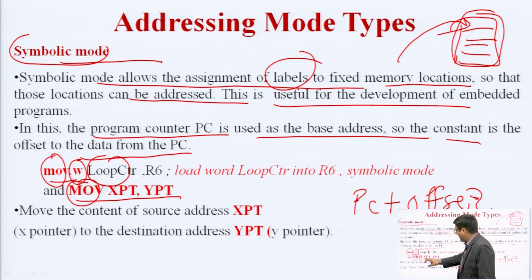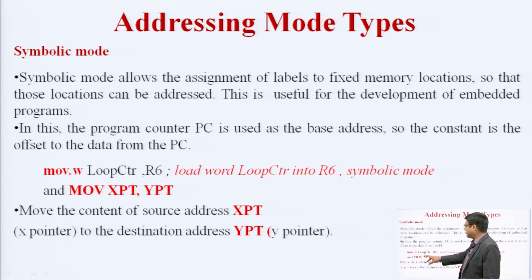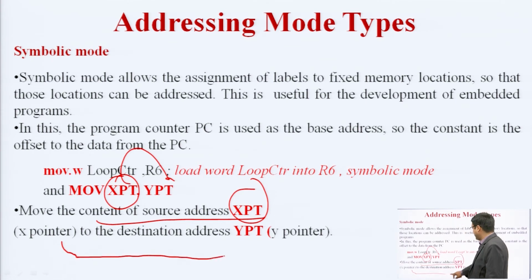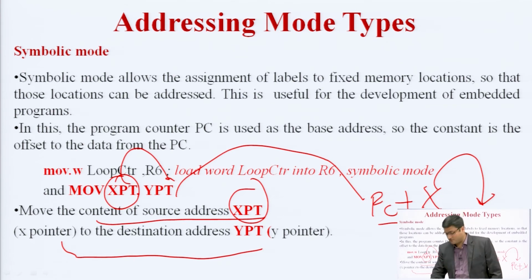MOV is the opcode, XPT is the pointer to the memory location in source mode, and YPT is the pointer to the memory location in destination mode. Through this instruction we are moving the contents of the source operand, which is a pointer to the data, into the destination operand. So, XPT is the source. After executing this instruction we are moving the value at the program counter plus some X offset into the program counter plus Y. This is the symbolic addressing mode.